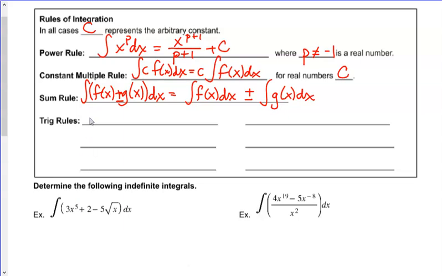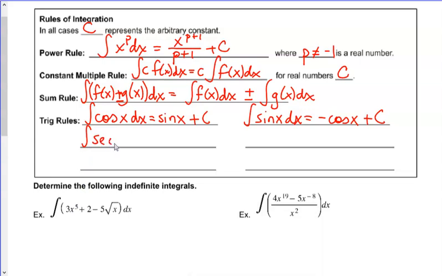And here comes our trig functions. I'm going to take the integral of cosine of x dx. Well, what did we take the derivative of to get cosine? We took the derivative of sine to get cosine. We just talked about the integral of sine of x dx. We said that that was the negative cosine of x plus c. Don't forget your arbitrary constant.